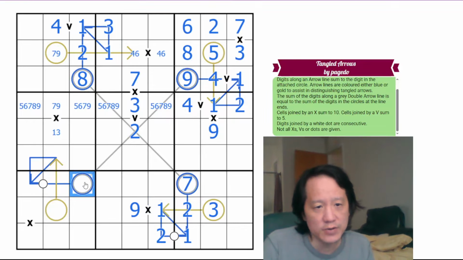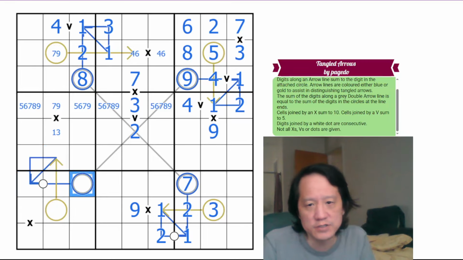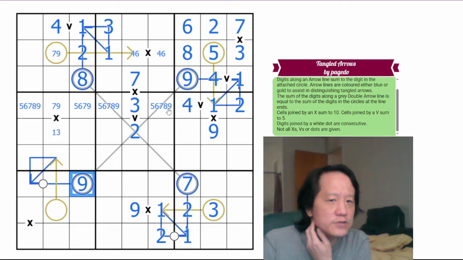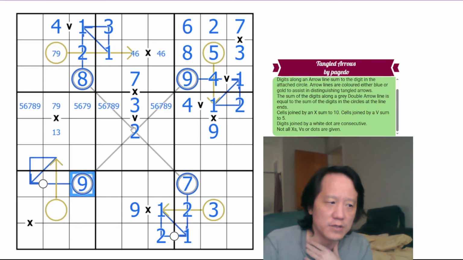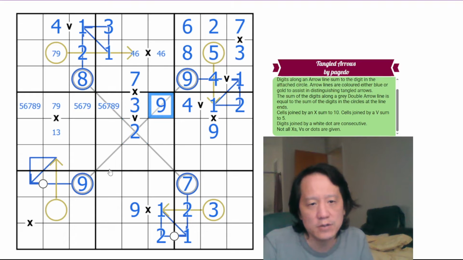This can't be 7 or 8. It must be at least 1, 2 plus 1, 2 plus another 1. So this is definitely 9. So these 3 digits add up to 18, which is what 9 and 9 add up to. It has to be 18 minus 2 is 16, so this must be a 7-9 pair.